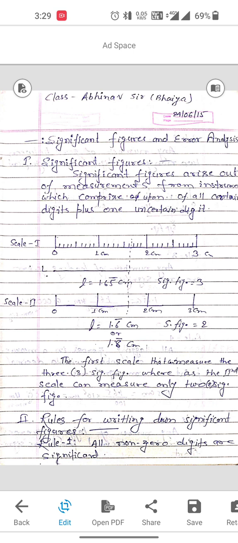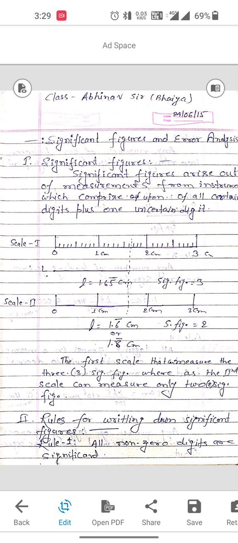If the scale is a plain scale where only 1 centimeter, 2 centimeter and 3 centimeter are marked, then the length can be measured like 1.6 centimeter or 1.8 centimeter. The significant figures will be 2. So the first scale can measure 3 significant figures, whereas the second scale can measure only 2 significant figures.